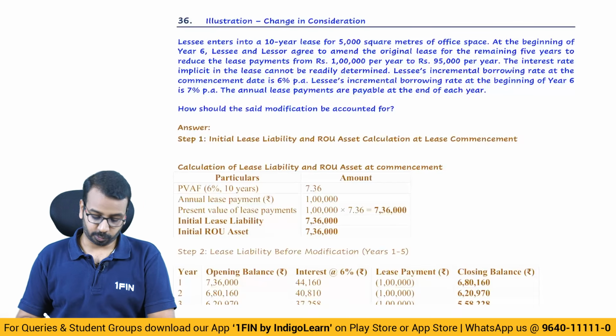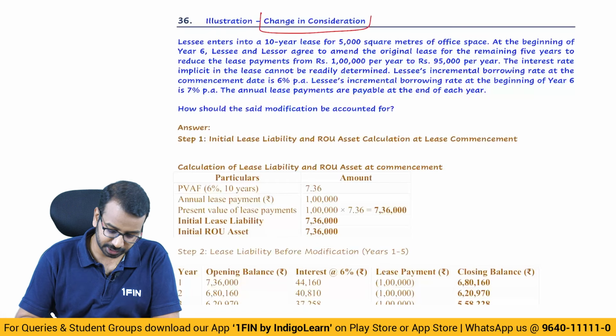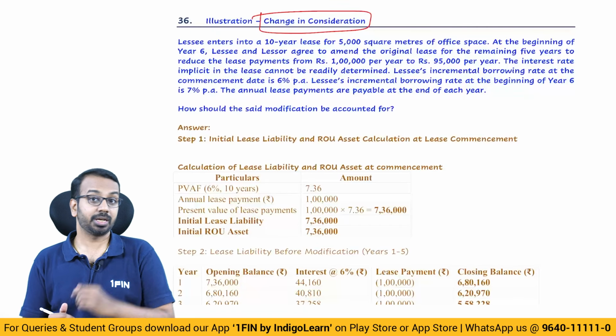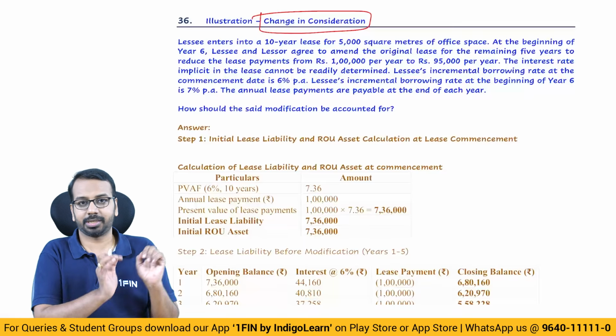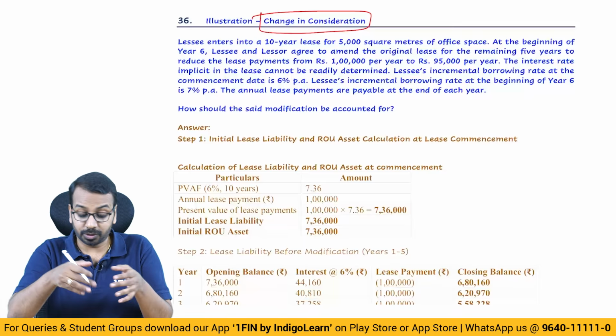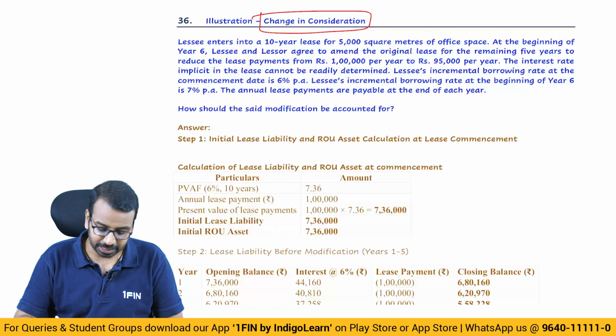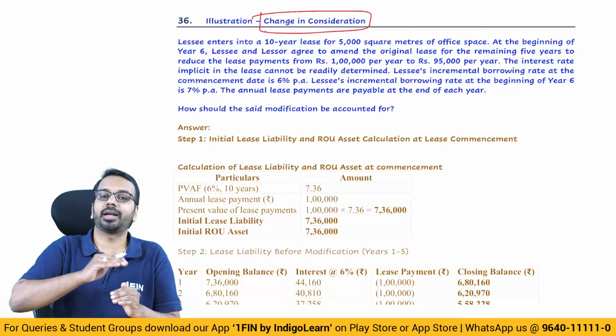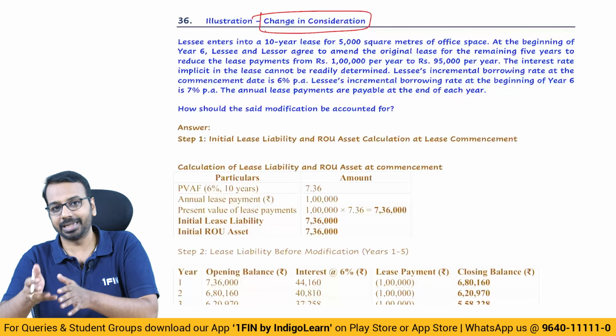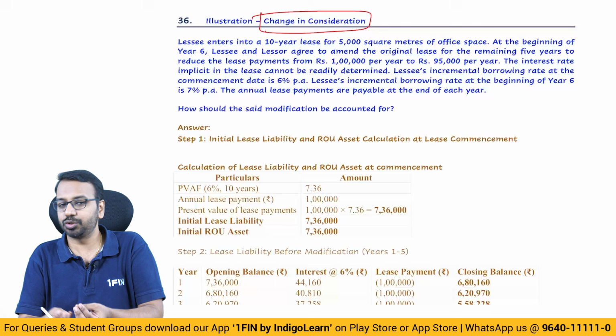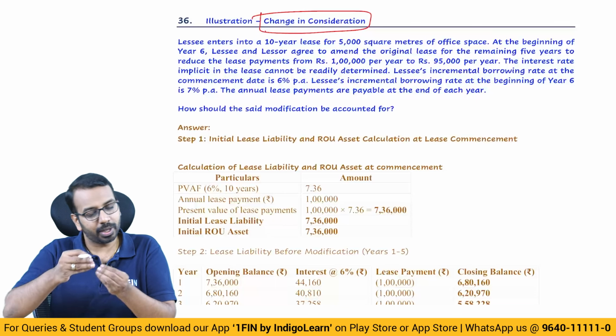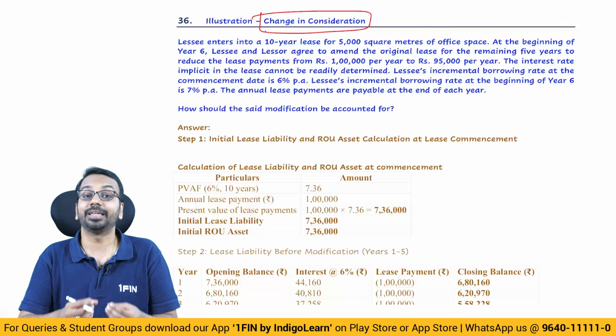Now let's have a look at the next question. Here it is just a change in consideration. Now when there is a change in consideration, is there a reduction in scope? Not necessarily. Is there an increase in scope? No, it's only a change in consideration. So if there is a change in consideration and it is not a reduction in scope, we have to look at the increase side. In the increase side, there is no new ROU asset being added. So again, this falls into the category of remeasurement.